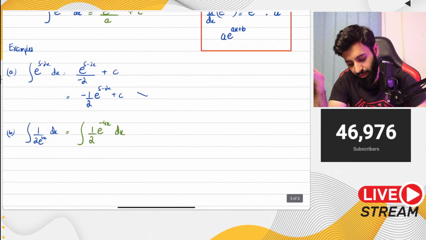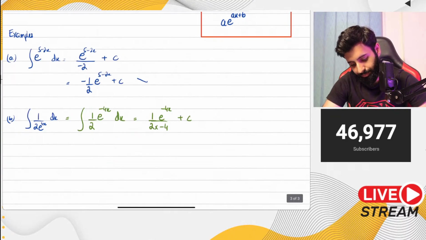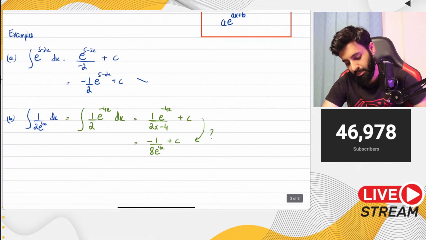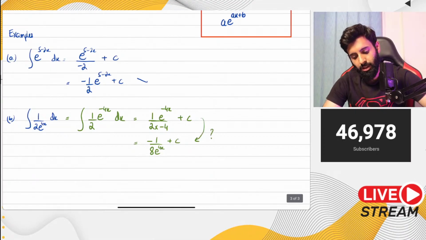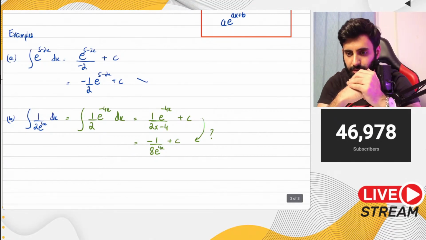If I integrate this, here's what we get: 1 upon 2 e to the power minus 4x divided by the differential of the power, which is going to be minus 4, and then don't forget the plus c. If you write it nicely, this becomes minus 1 upon 8 e to the power of 4x plus c. Now who can explain what's happened from here to here? I skipped a few steps, hoping that you guys would know what I've done, but let me know what I've done.